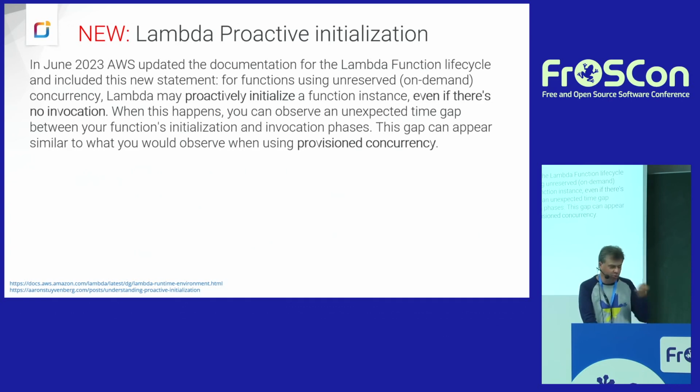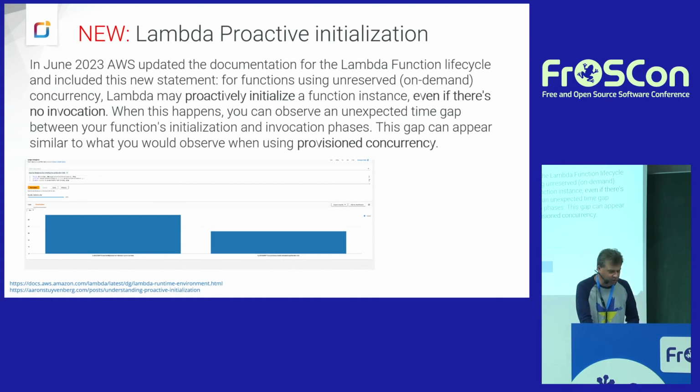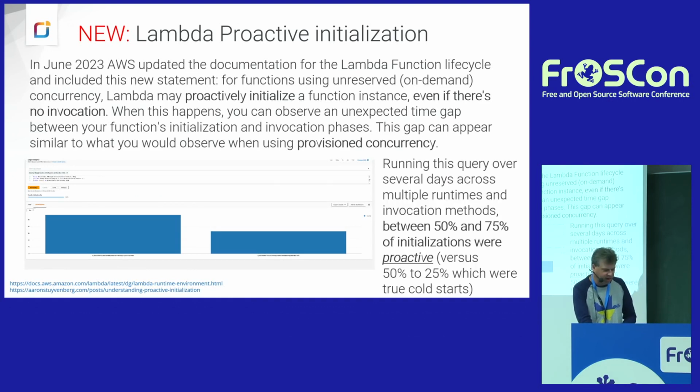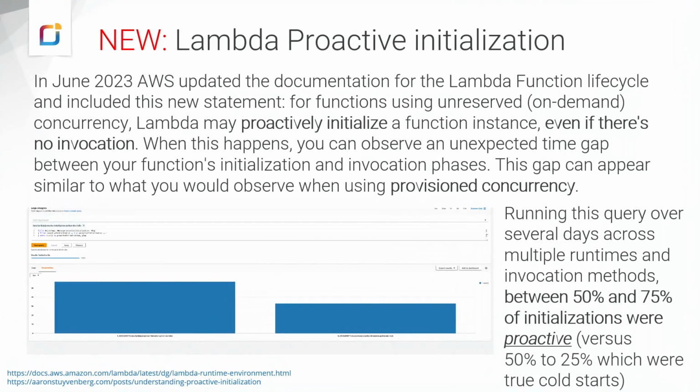They do it proactively, but they don't communicate when they are doing this. They are simply doing it, and people have started to measure when they are doing it. What a lot of people have observed over the last 1.5 months is that in between 50 and 75% of the cases there is no cold start, because AWS is now doing proactive initialization for you.